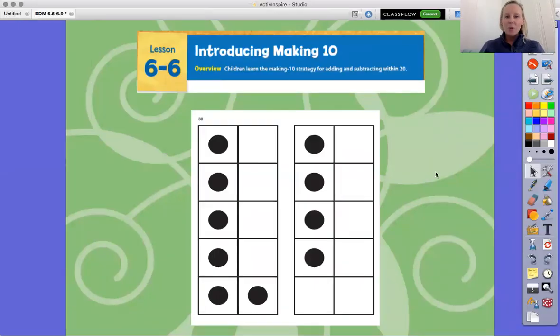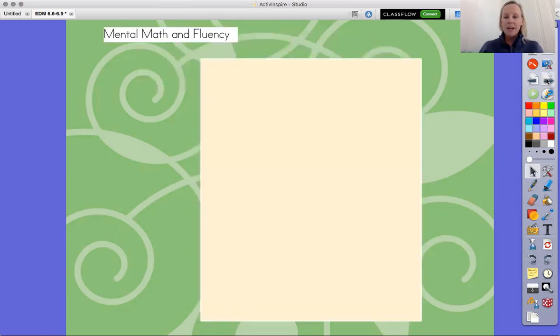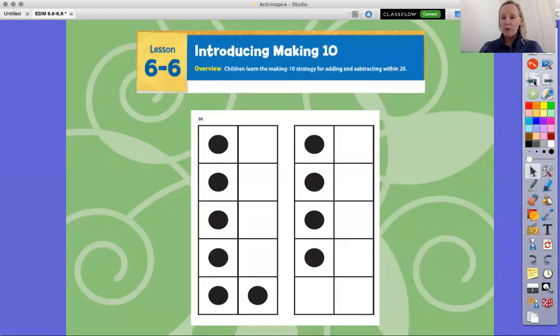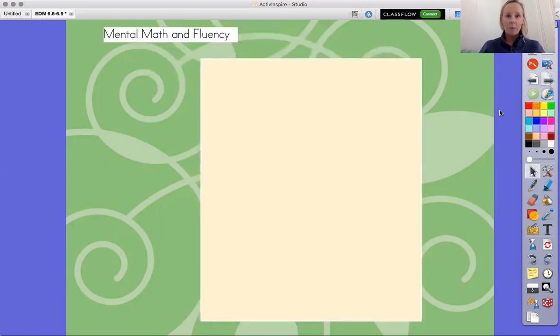Okay. So, making 10. This is a strategy you can use with addition, and it's also a strategy you can use with subtraction. This is part of why it's so important for us. All right, these quick look cards look just like the one on the front screen here. I want you to think about how many you see total, and what number sentence you see being represented. Okay, here's our first one.